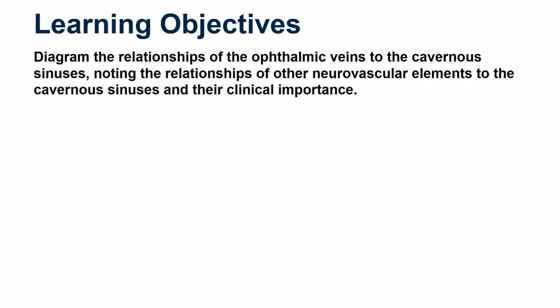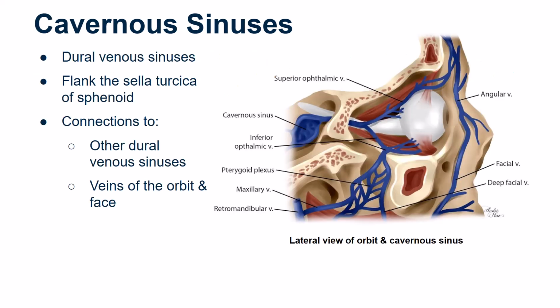In this video, we'll discuss the relationships of the ophthalmic veins to the cavernous sinuses, noting relationships of other neurovascular elements to those sinuses, as well as their clinical importance.